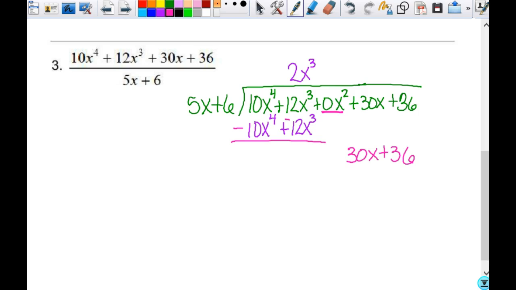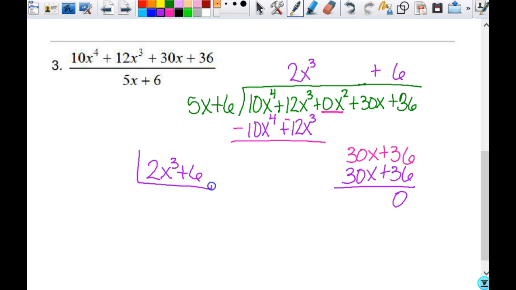So 5x goes into 30x how many times? 6, right? Plus 6, we jumped all the way down there, which is fine. And so 6 times that is going to give me 30x plus 36. Here my remainder is 0. So my answer is actually 2x cubed plus 6. That big old nasty looking problem, that's all you really get. Okay, you see what happened? That's why I wanted to do a couple with you, because some of them are weird when things cancel out and bring down.